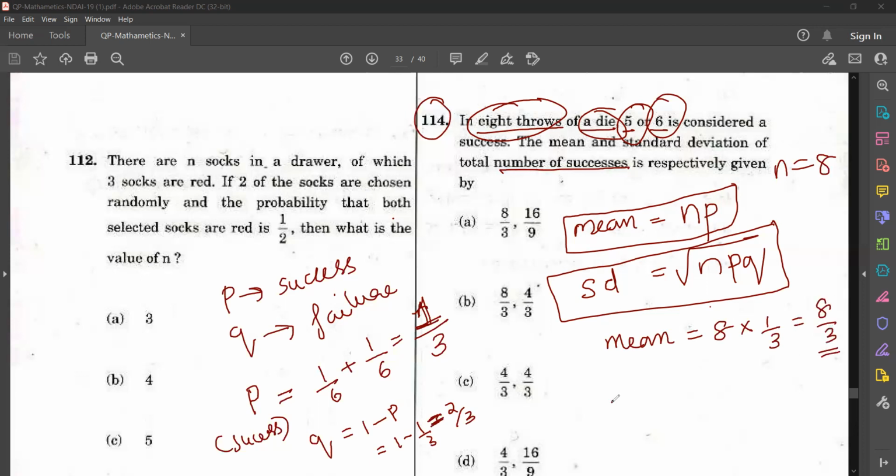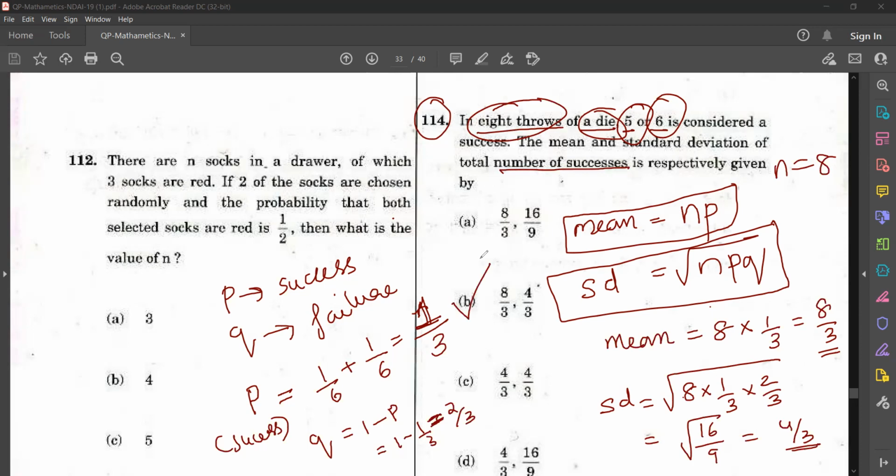Now standard deviation, that is root of NPQ. N is 8, P is 1 by 3, Q is 2 by 3. So that is root of 16 by 9. That is nothing but 4 by 3. So 8 by 3 comma 4 by 3, that is option B.